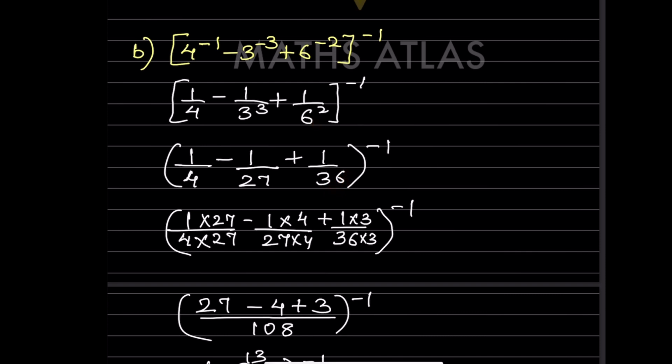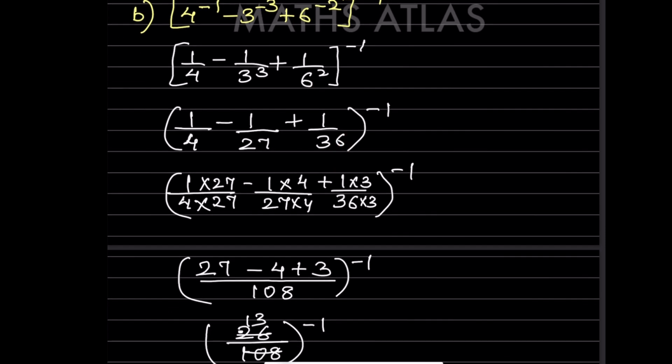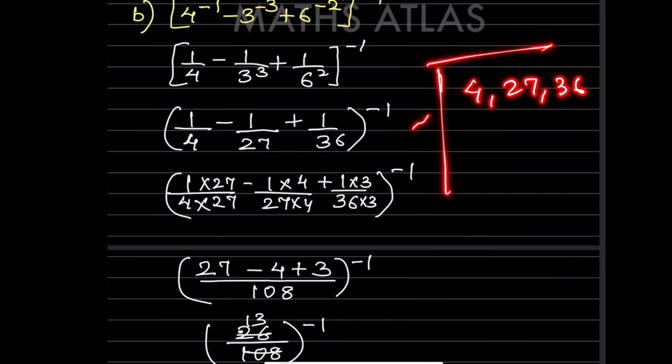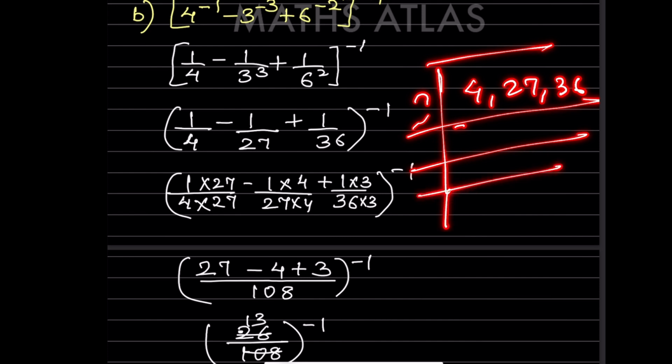So now we are going to take the, can you see the denominators are different? So now let us take the LCM. When you take the LCM of 4, 27 and 36, so what do we get? Always what we do, we go with the lower number, that is 2.